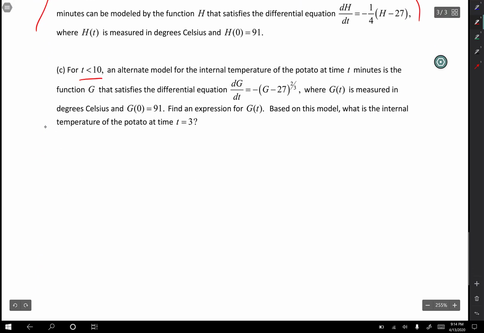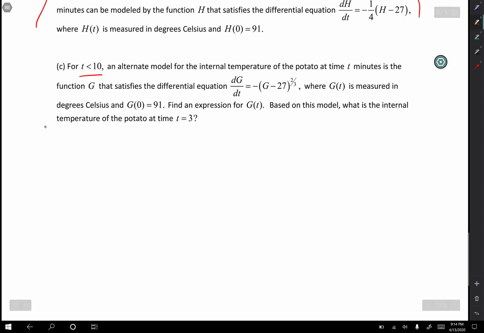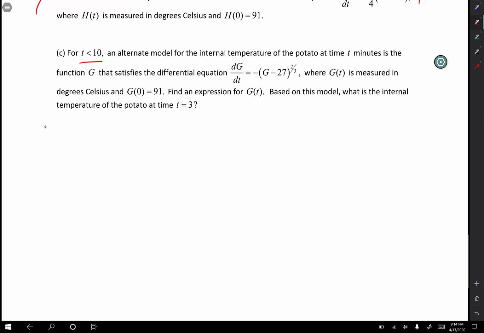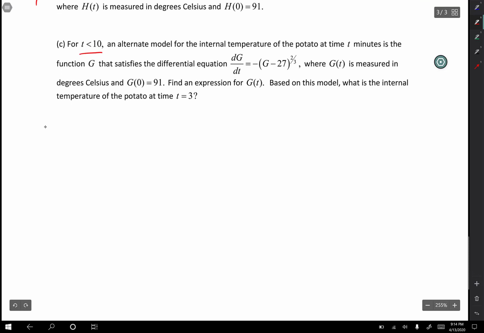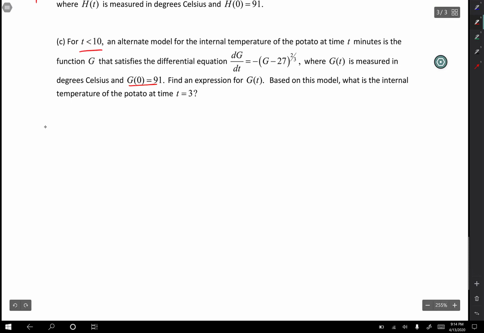For t less than 10, an alternate model for the internal temperature of the potato at time t minutes is a function g that satisfies the differential equation dg/dt equals negative (g minus 27) over 3, where g of t is measured in degrees Celsius and g of 0 is 91. Okay, this is still the internal temperature, the initial.